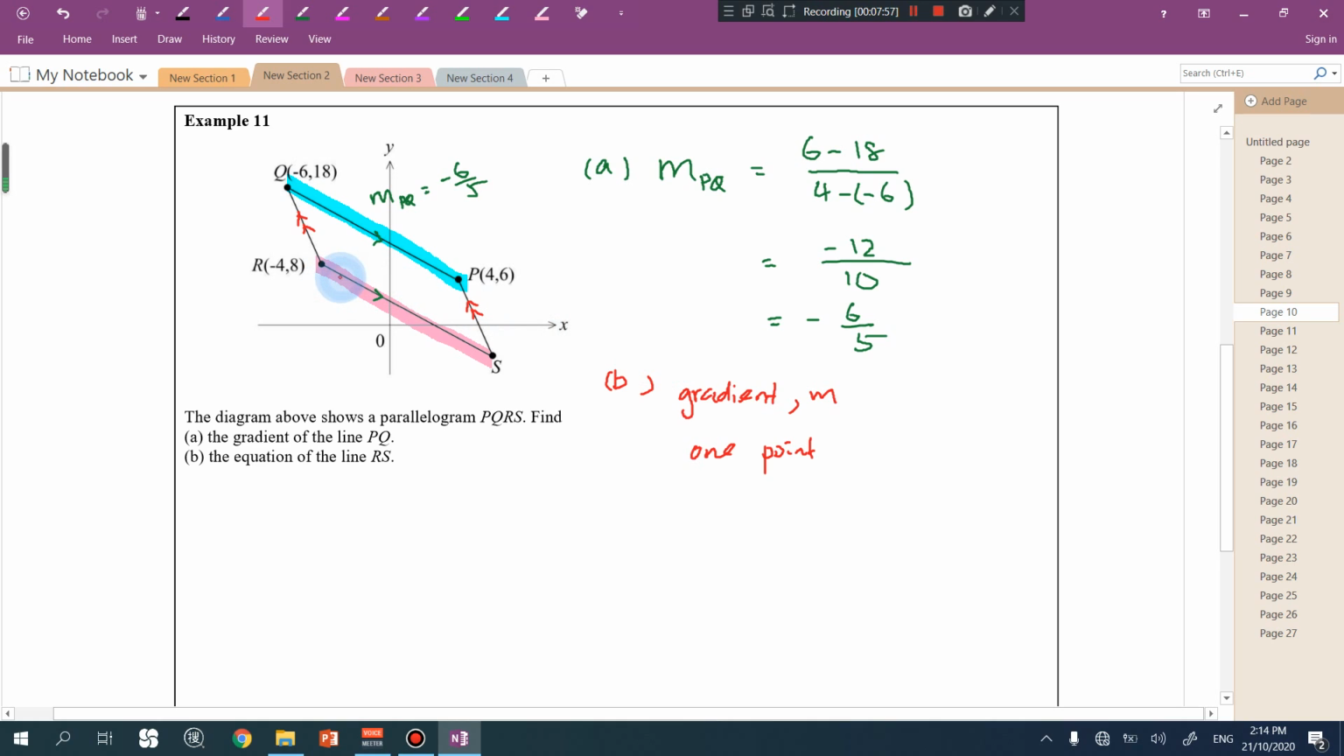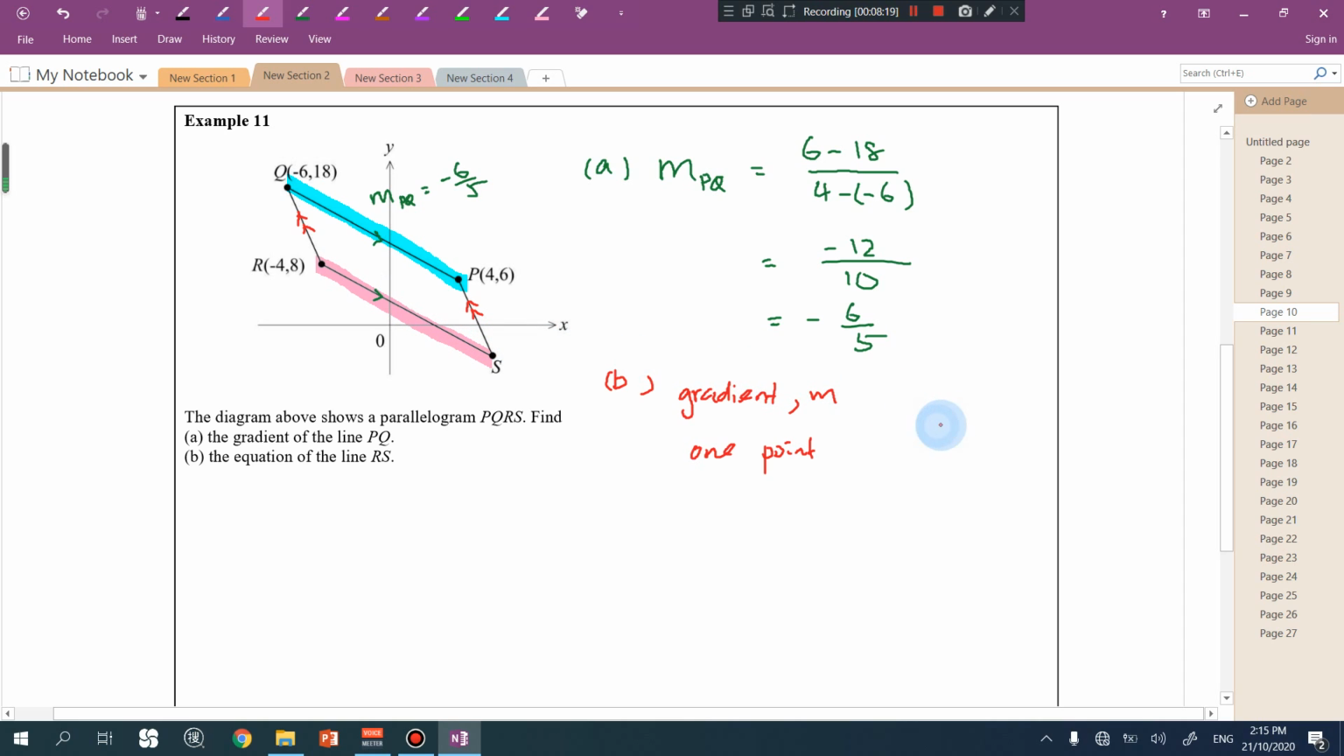In this example, I'm going to find the equation for RS. So definitely I need to use the point which falls on this straight line. In this case, I cannot use Q, I cannot use P either. What I can use is only here, R. Okay, so do I have the gradient? I don't have the gradient. So how do I get the gradient?